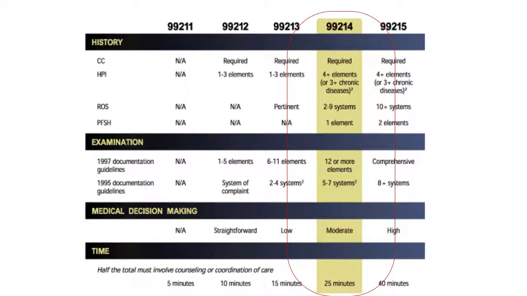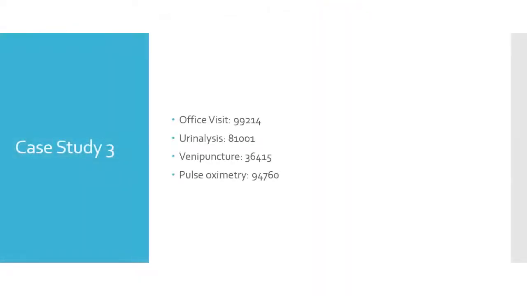Here's your pocket guide. Office visit coding is going to be a 99214. The UA is a 81001. Venipuncture is a 36415, and pulse oximetry is a 94760. We did not code the other labs that we ordered. This is because we sent these labs off to be performed, and so the lab will code them for us.